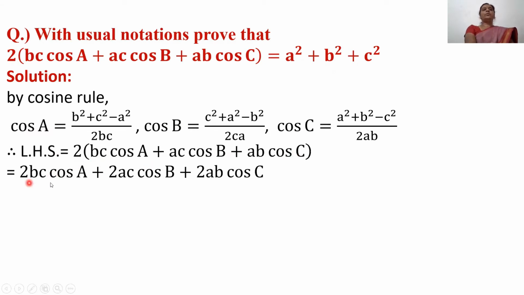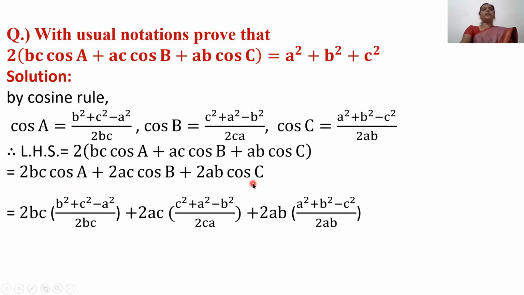This will be equal to 2BC cos A plus 2AC cos B plus 2AB cos C. In the next step, we will keep the value of cos A, cos B, cos C. Write down here is equal to 2BC in the bracket value of cos A, (B square plus C square minus A square) divided by 2BC, plus 2AC value of cos B, (C square plus A square minus B square) divided by 2CA, plus 2AB in the bracket value of cos C, (A square plus B square minus C square) divided by 2AB.